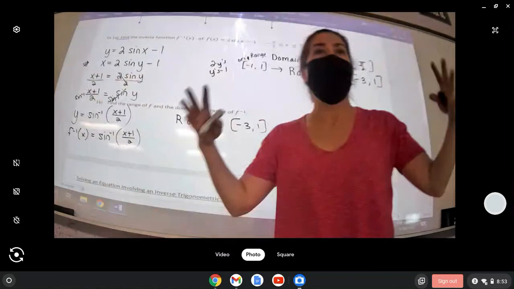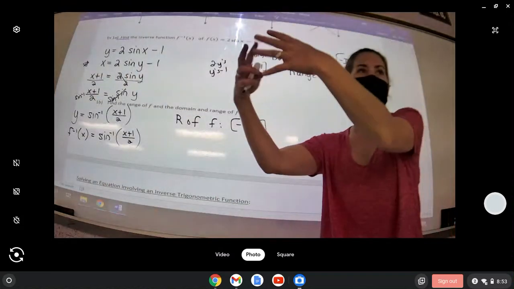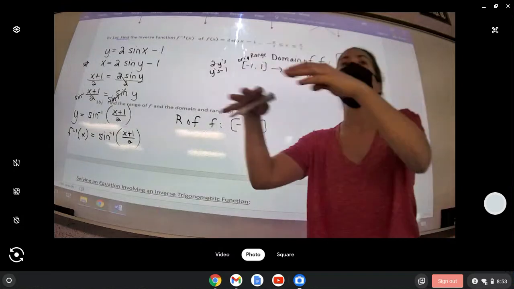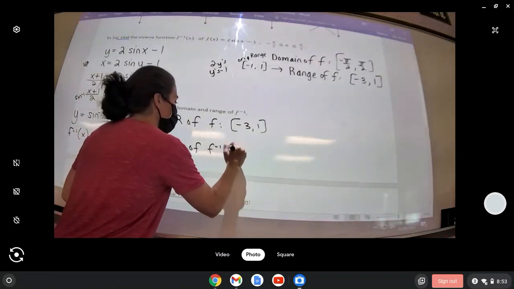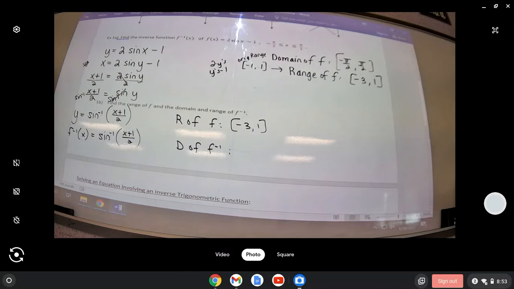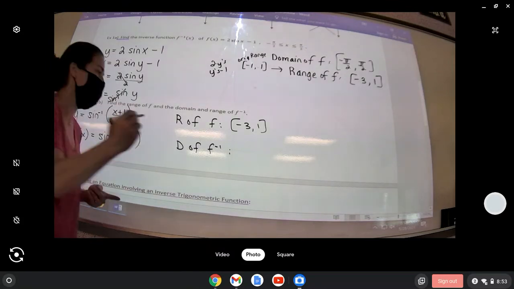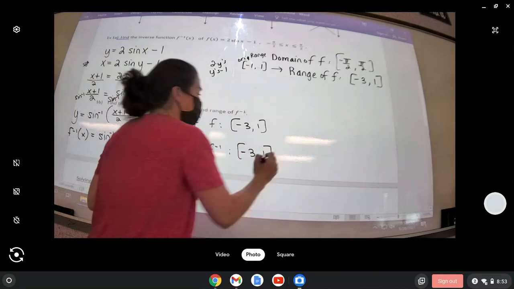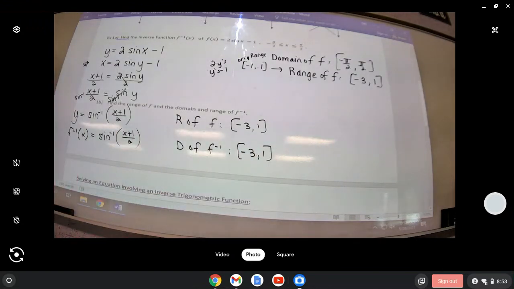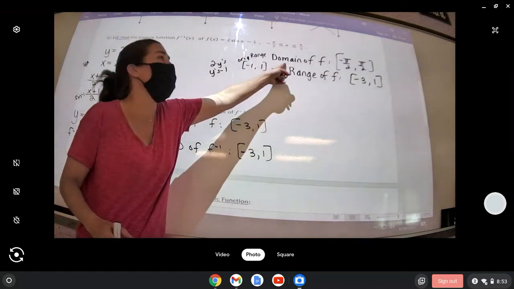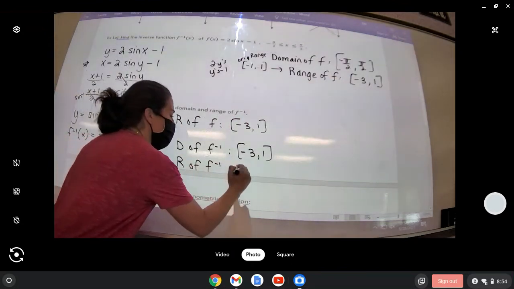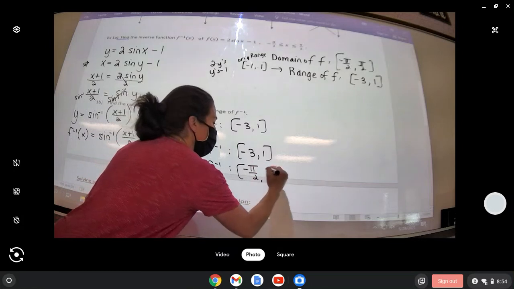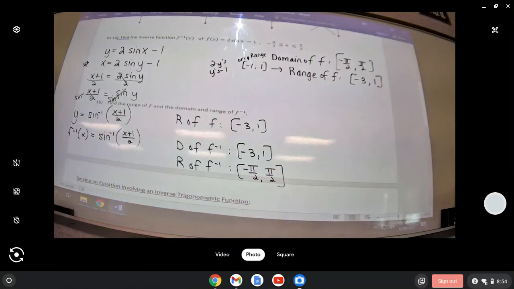Well, remember, your domain and range is just trade. His domain is the inverse's range. His range is the inverse's domain. So now we know the domain of the inverse is going to be whatever the range of the original one was, which was -3 to 1. Right? Those are the ratios that we'll be able to plug into the inverse sine function. And the angles he is capable of spitting out will be what was the domain of the original, -π/2 to π/2. So that'll be the range of the inverse. All right, and you're good to go.